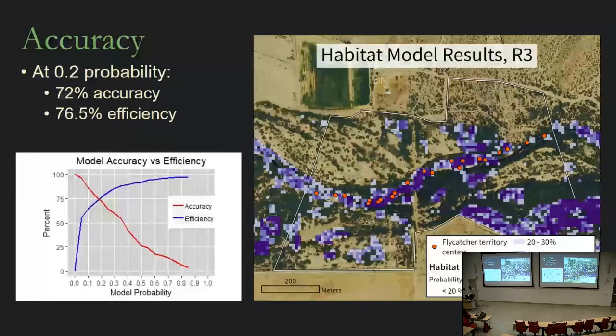So the accuracy assessment at 0.2 probability: 72% accurate, 76.5 efficiency. Efficiency is sort of a measure of how much area do you need to cover to encompass those points.